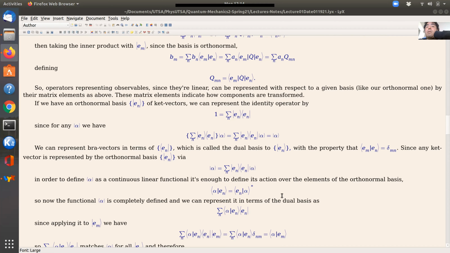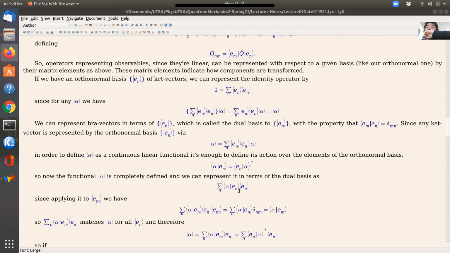And in order to define the dual of alpha, or the representation of alpha in the space of continuous linear functionals, so basically it's alpha in its bra vector form instead of its ket vector form, it's enough to define the action over the elements of the orthonormal basis like this. So why is that? Well, this is coming basically from properties of the inner product. So it's a conjugate. Remember, we have that property. And so now the functional alpha is completely defined and we can represent it in terms of the dual basis as this. So we kind of flipped it in a way. The proof will be presented in a second.